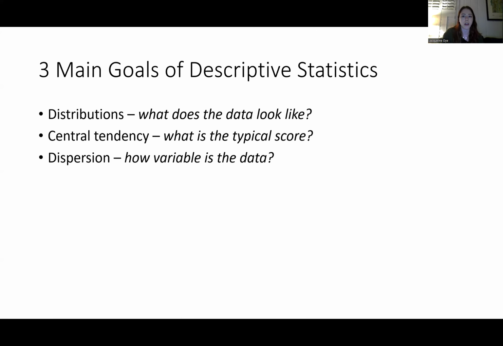So now that we've talked about levels of measurement, we're going to talk about the 3 main goals of descriptive statistics. First, we're looking at distributions. What does the data look like? Then we're looking at central tendency. What is a typical score in the data set? And then we want to know about dispersion. How variable is the data?